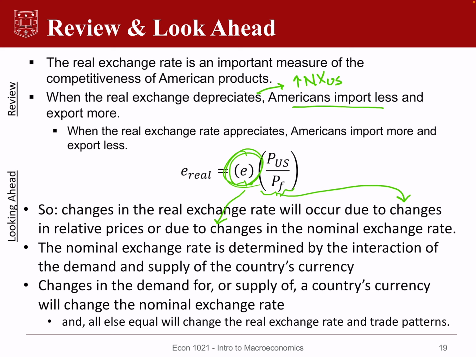The nominal exchange rate, as we have seen but not analyzed, is going to be determined by the interaction of the demand and supply of a country's currency. And so changes in the demand for a country's currency or in the supply of a country's currency in the foreign exchange market, or both, will lead to a change in the nominal exchange rate. And if the nominal exchange rate changes, then all else equal, we'll see a change in the real exchange rate and trade patterns. So the next set of notes are going to explore what causes changes in the nominal exchange rate.